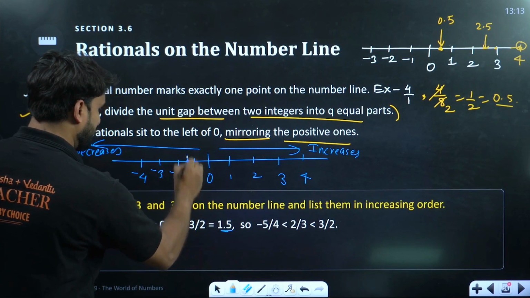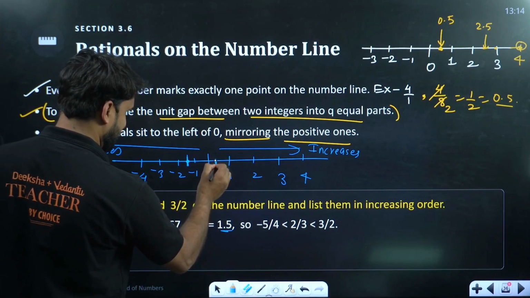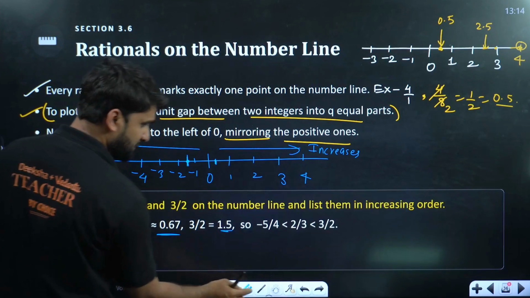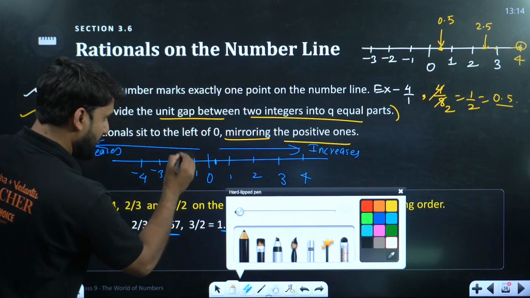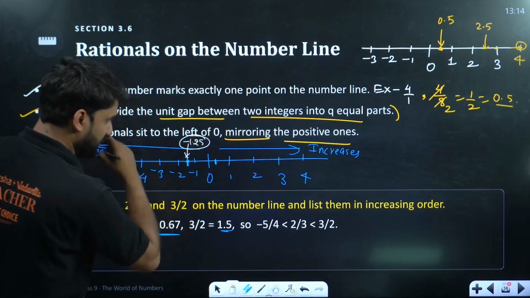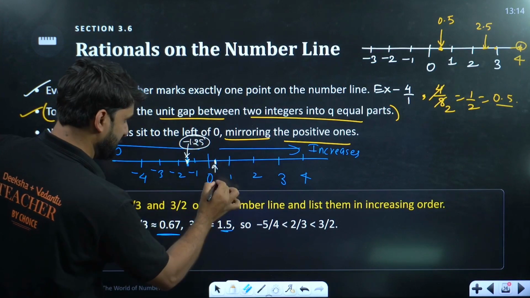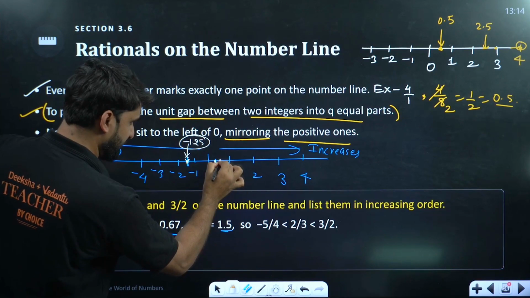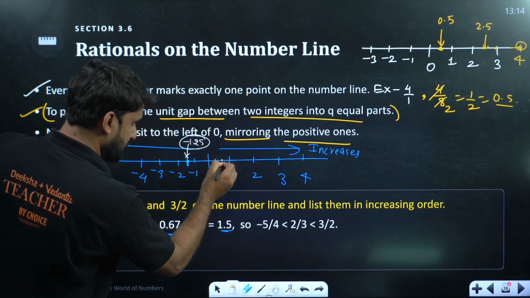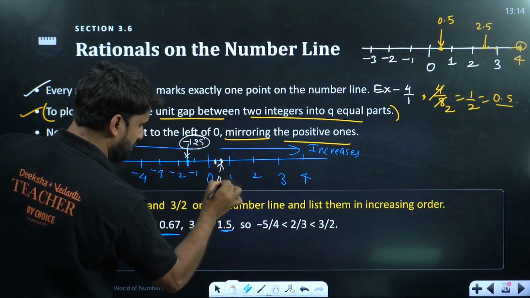This will be the minus 1.25. If you plot 2 by 3, 0.67, so 0.67 will be here. Let me use another color. This point is of course minus 1.25, right? Now this point will be somewhere here, slightly beyond 0.5, so this will be 0.67.